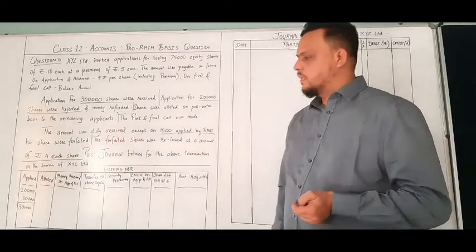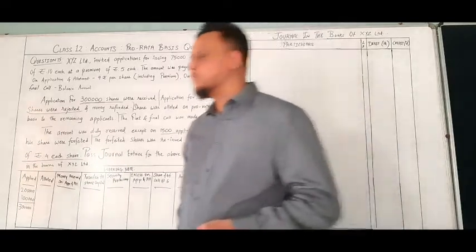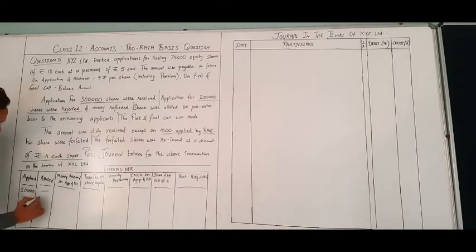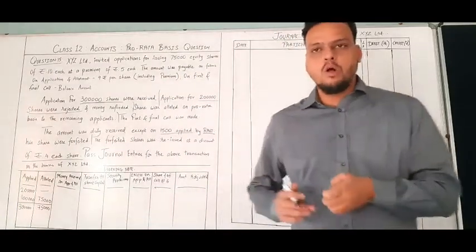So now the next column is allotted. In the allotted column, 2 lakh shares were being rejected, so I will make it a dash over here. But 1 lakh shares were being converted into 75,000. So allotted will be 75,000. It has to be mentioned in the total also.